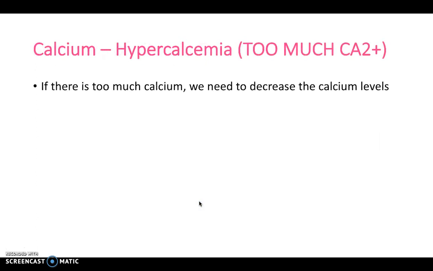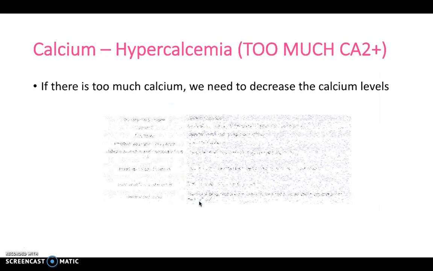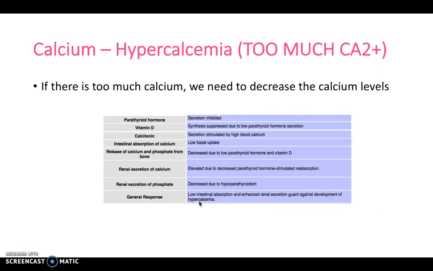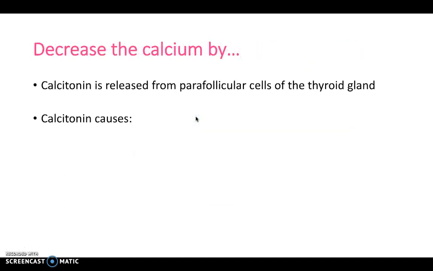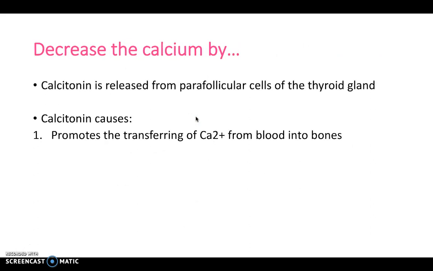Alternatively, we can have too much calcium. And in these cases, we need to decrease the calcium levels. And again, this is summarized in this table here as to how we might do this. So, for example, how we secreted PTH before, we're now going to inhibit the secretion of PTH. But instead, we're going to secrete something called calcitonin. And calcitonin is released from the parafollicular cells of the thyroid gland, also in the neck.